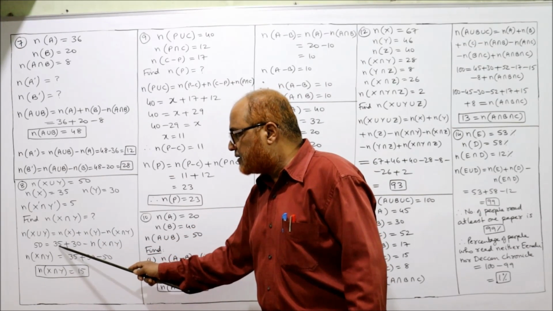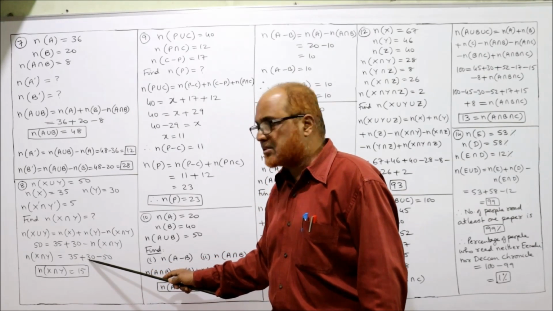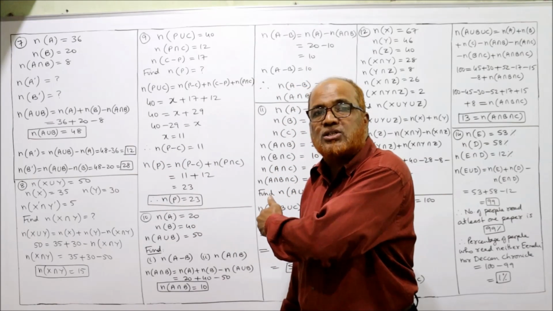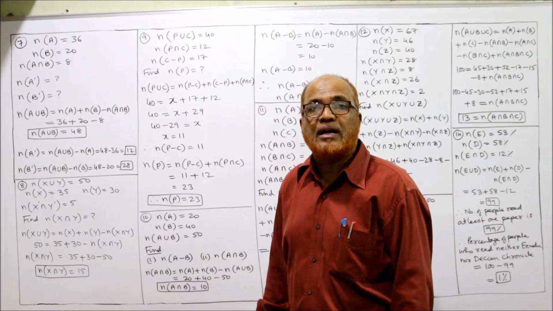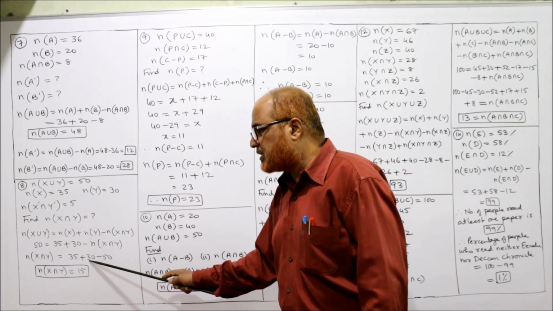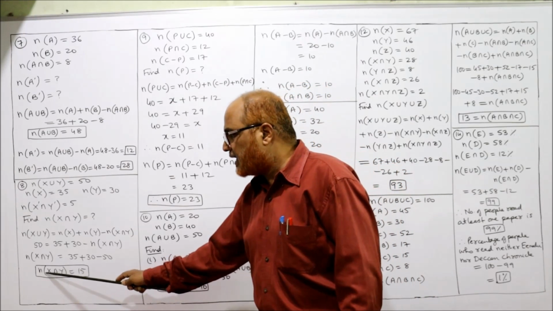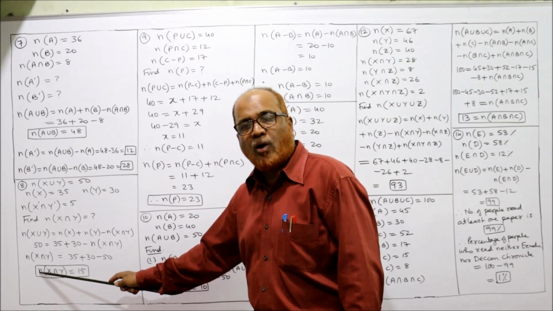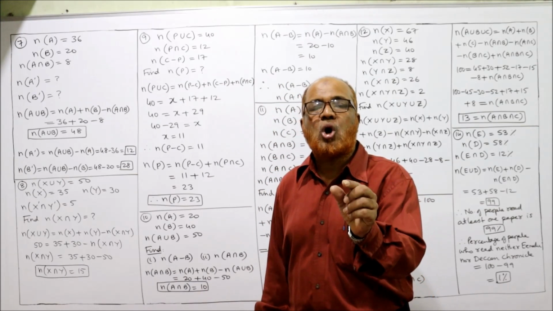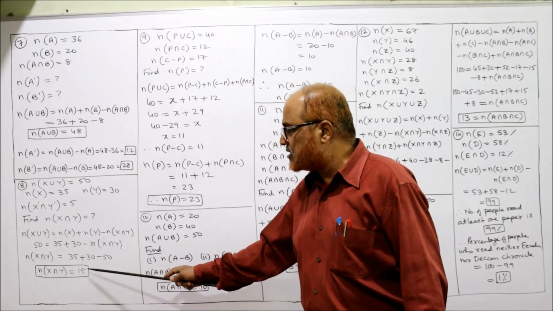Now 35 plus 30. Earlier it was on RHS. I am keeping the 35, 30 as it is. But this 50 is on LHS. I am taking it to the RHS. So plus 50 will become minus 50. This 50, if I take it here, it will become minus 50. So 35 plus 30, 65. 65 minus 50 is 15. So we got x intersection y. N of x intersection y is equal to 15. It means the number of common elements between x and y set is 15.